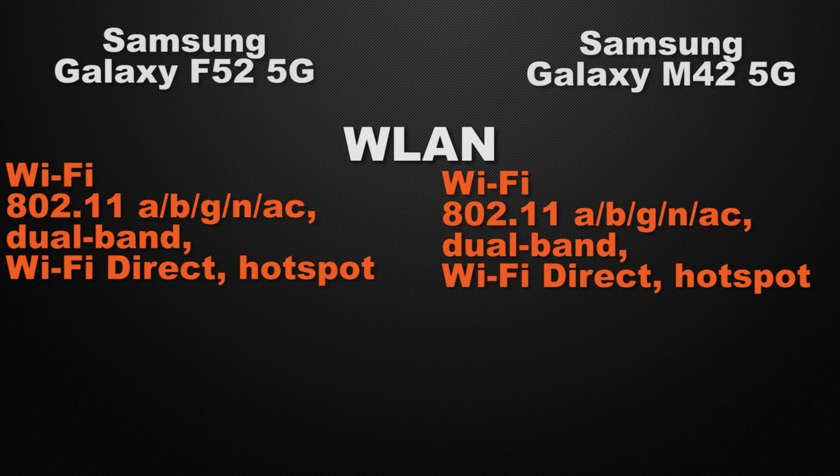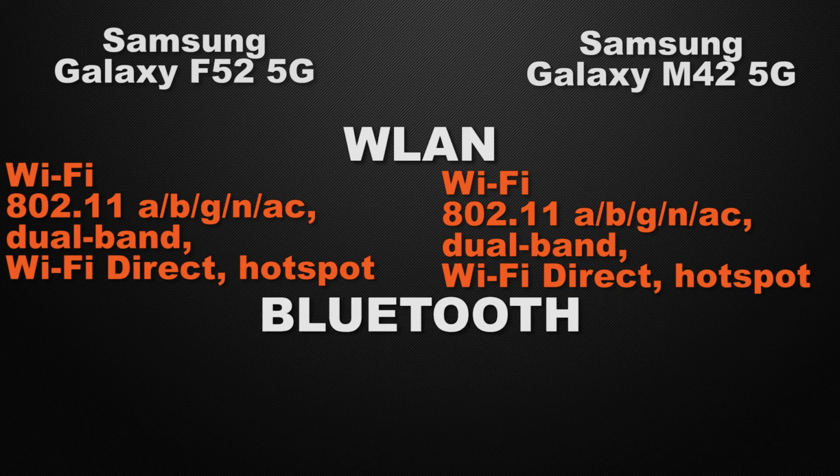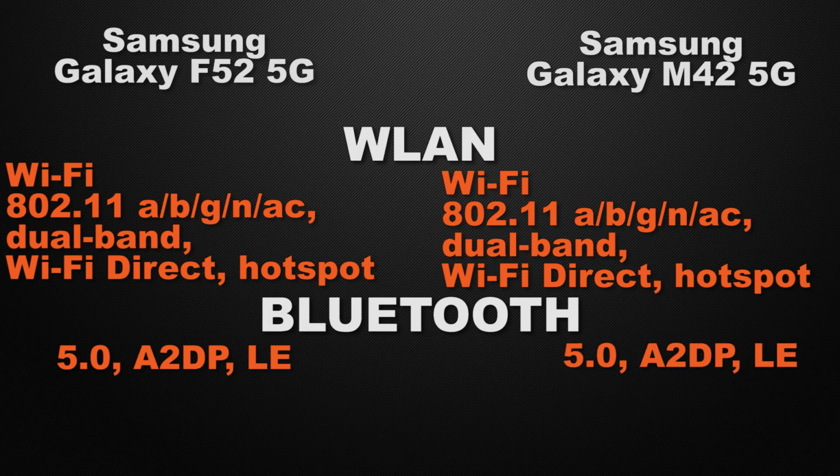Moving to the communication chips in the devices, starting with the WLAN. Both devices come with Wi-Fi AC, dual band Wi-Fi, Wi-Fi Direct and hotspot. So it's a tie. And about the Bluetooth version, F52 has 5th generation Bluetooth, whereas M42 has 5th generation Bluetooth. So it's a tie because both devices have the same generation of Bluetooth.